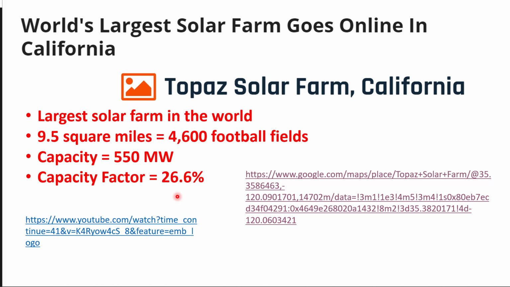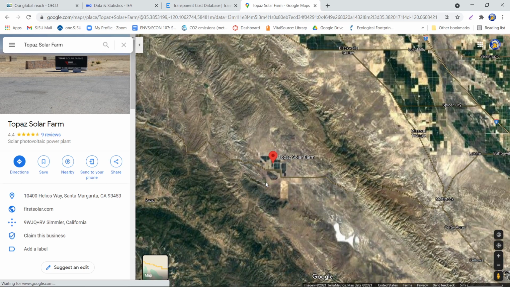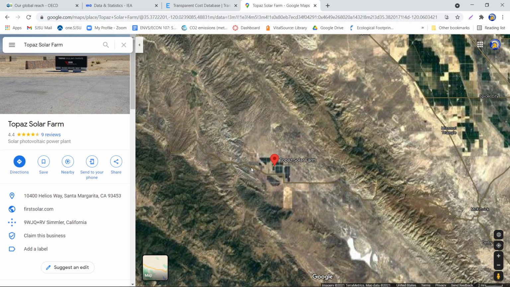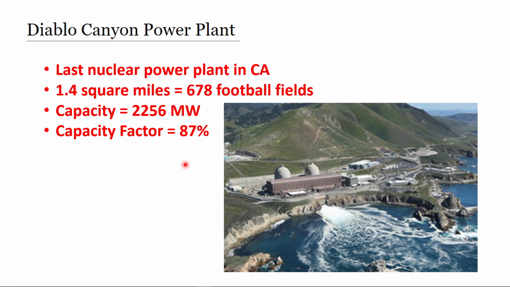Right? And just to look at it, here's a picture from Google Maps. Look at the scale of this. We can see it pretty clearly here. Now, compare that to somewhere a little bit further down south.